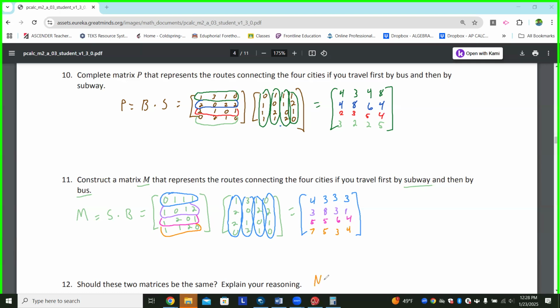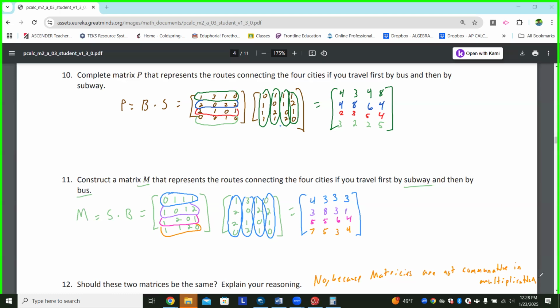So no, because matrices are not commutative in multiplication. And I stress to add that in multiplication part because we did find out that in addition they are commutative. The order didn't matter, but here it does.